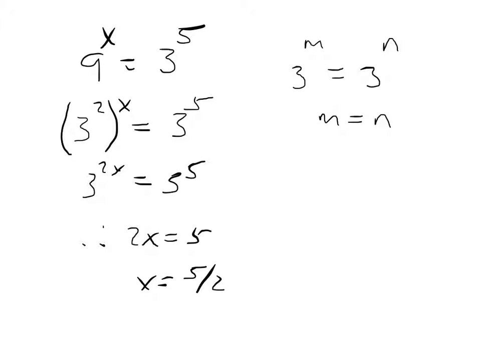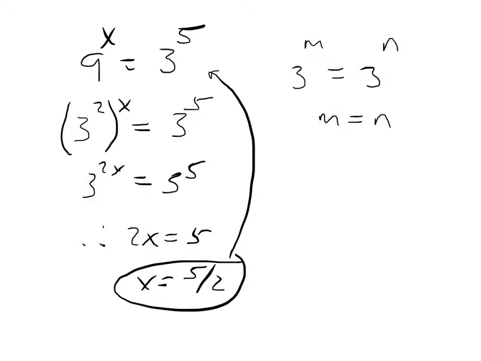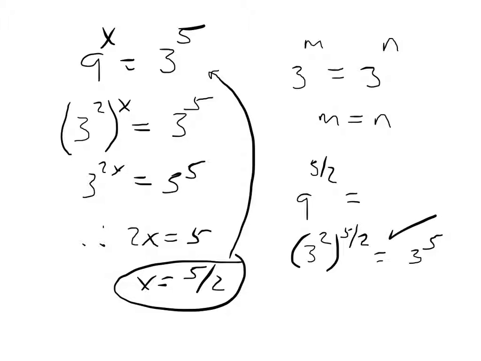And I can always go back and check that out. I could plug that back in and check and make sure it's going to work. 9 to the 5/2 equals 3 squared to the 5/2, which equals, the 2's will cancel, 3 to the 5th, and indeed that answer checks.